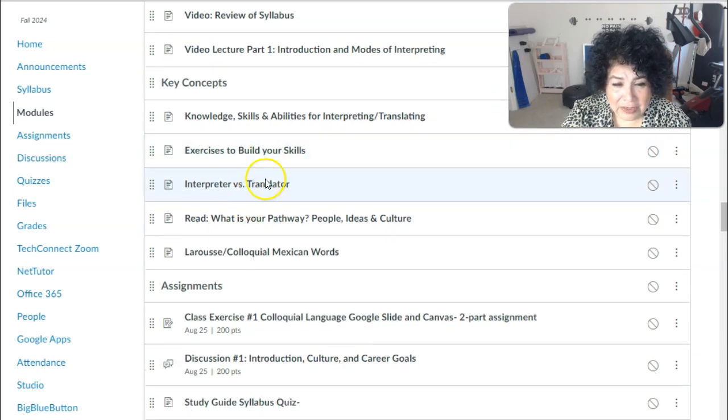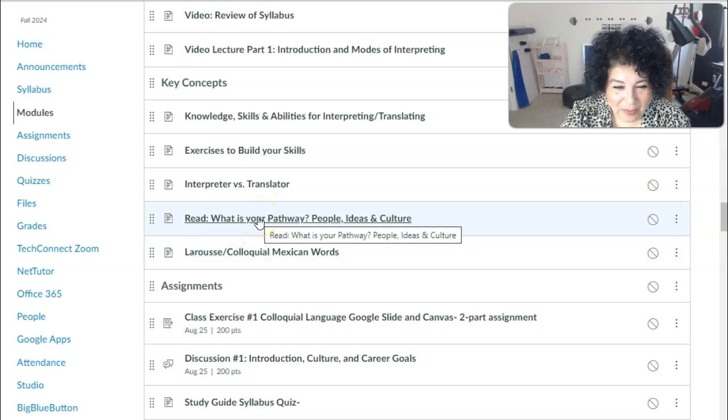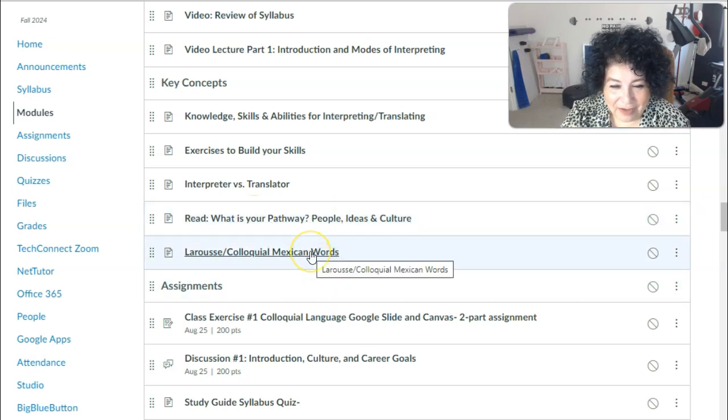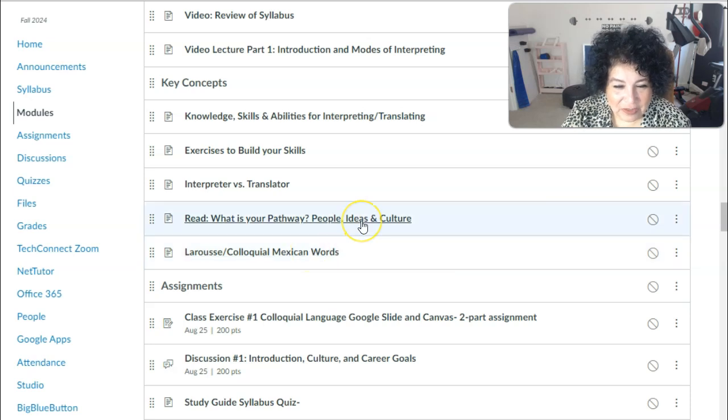Here we go over what's the difference between interpreter and translator. What is your pathway? Because a lot of people don't know what pathway we're in, even though we're in the interpreting program. We're in the people, ideas, and culture pathway. We're part of the business division, but the pathways are categorized depending on the subject area. So ours is people, ideas, and culture.